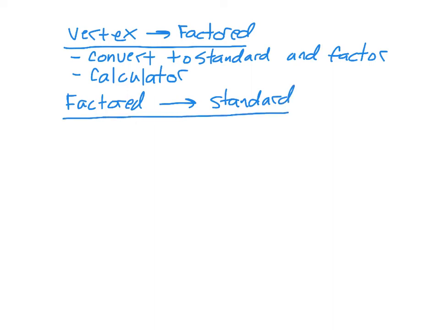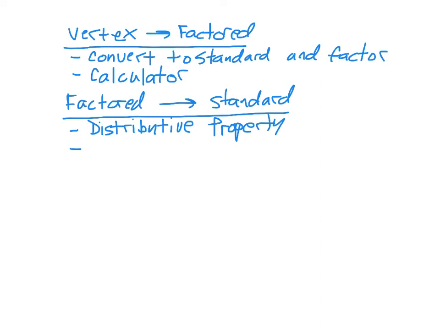All right, well, the main way is really just the distributive property. I'm just going to multiply it out, combine my like terms, and I've got it. It's just the distributive property. That's pretty easy and straightforward, and I'll do another example of that. And then factored form to standard form.